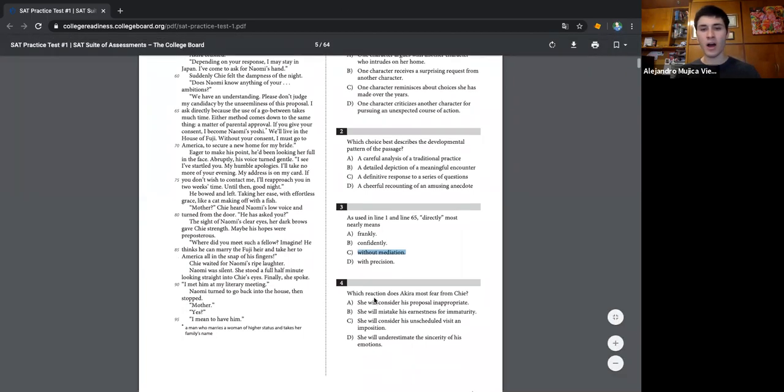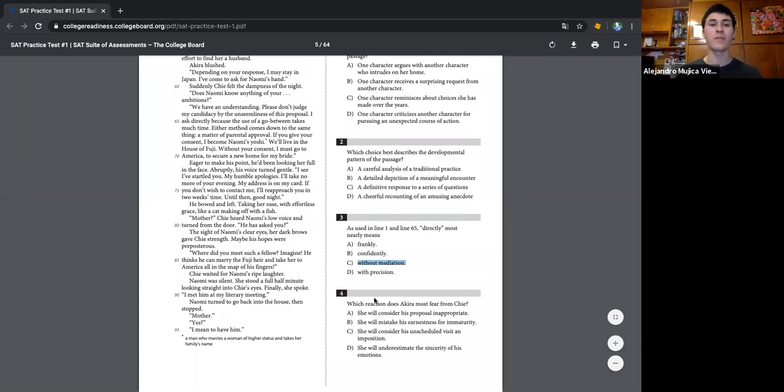Cool. Which reaction does Akira most fear from Chie? This is a character question. Remember character analysis questions? Think about your idea of Akira and your idea of Chie. Where did you remember fear? Clearly remember that Akira is the one fearing Chie's reaction, not Chie fearing Akira's reaction, because that's where you get confused. Who is fearing whom? Akira, the guy who's proposing, fears the mother's reaction. Remember? She will consider his proposal inappropriate.